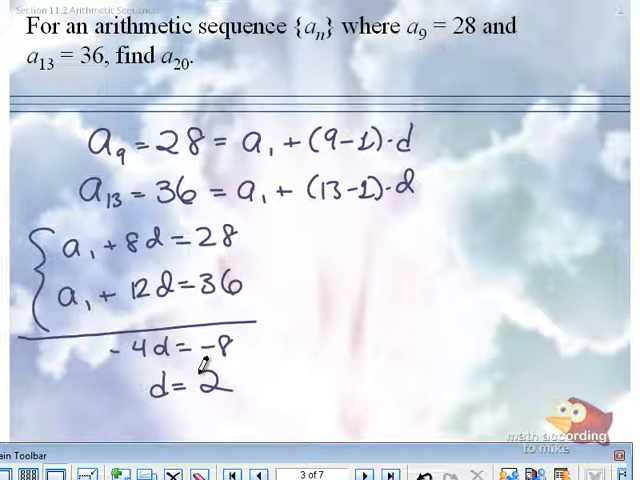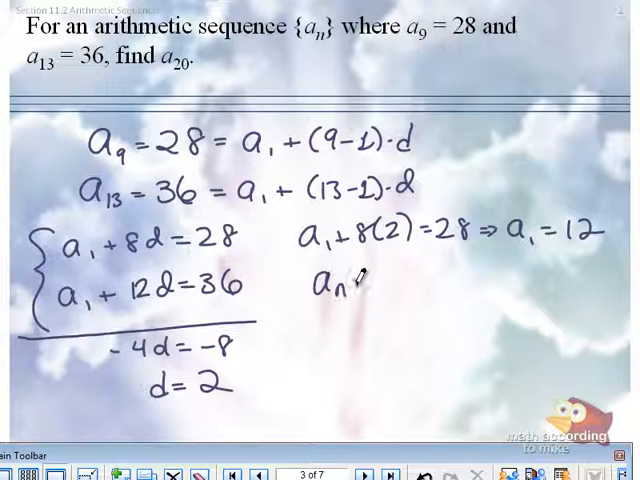How do we find a sub 1? Sure, pick one of your two favorites down here. Let's pick the first one. So if I put d to be 2 into the first equation, I get a sub 1 to be 12. That means the first term of our sequence is 12. All right. So that means our a sub n would be 12 plus n minus 1 times 2.